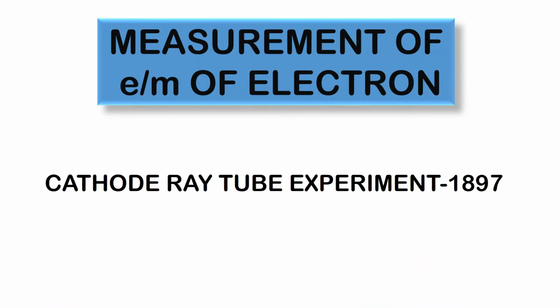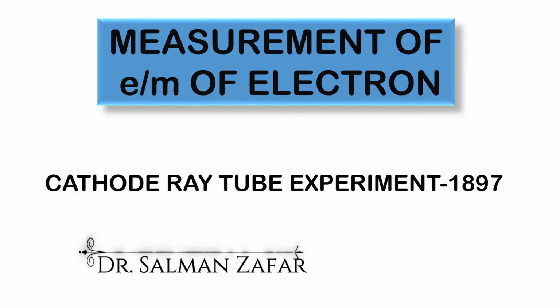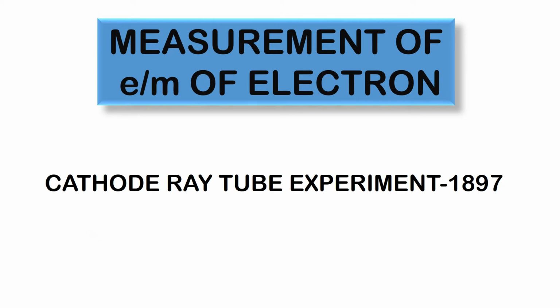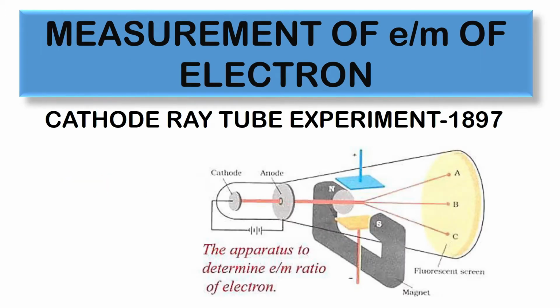So the charge to mass ratio of electron was determined by J. J. Thomson through the same cathode ray tube experiment through which he actually discovered electrons. This experiment was done in 1897. Let's see how he calculated the charge to mass ratio of electrons. So we have a slightly modified version of the cathode ray tube that he had used in the discovery of electrons. But again, it has the same components.